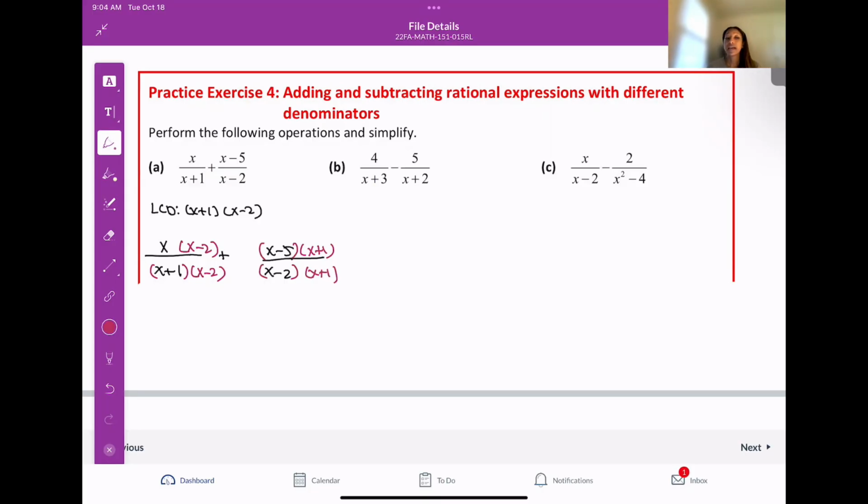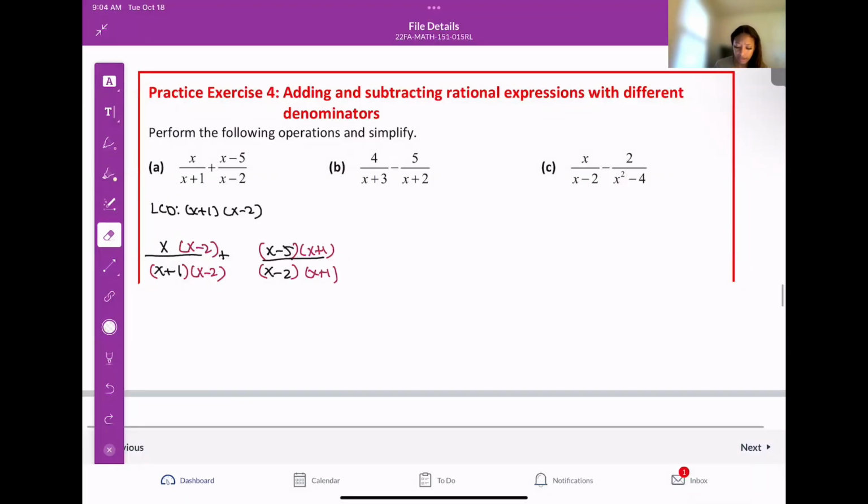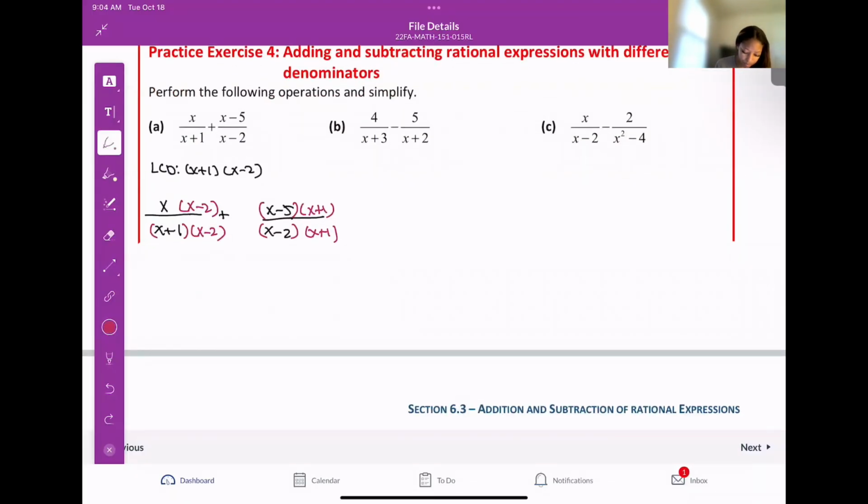All right, now the way that we have this written, our first numerator is x times x minus 2. Our second numerator is x minus 5 times x plus 1. And our denominators are both the same, x plus 1 times x minus 2. So we have a common denominator. Once we have a common denominator, then we can go to adding the numerators.